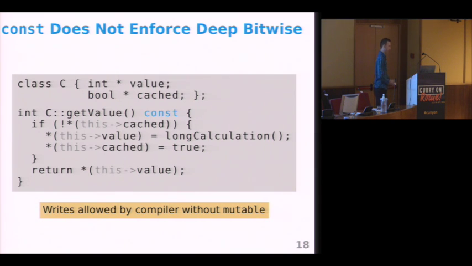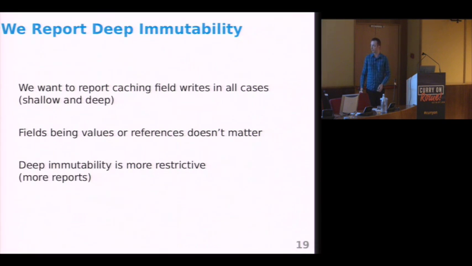So just as an aside, just to show that const doesn't enforce deep bitwise immutability, I can take my caching example as I had it before, except this time all I'm doing is changing the fields from values to be pointers, and if I just dereference them before I write to them, the compiler will happily accept this and not make me have an additional mutable keyword.